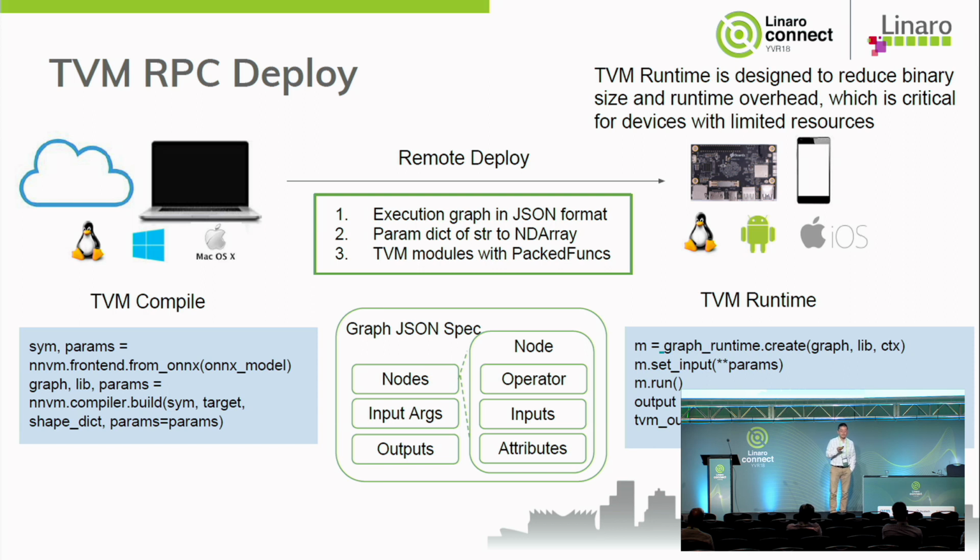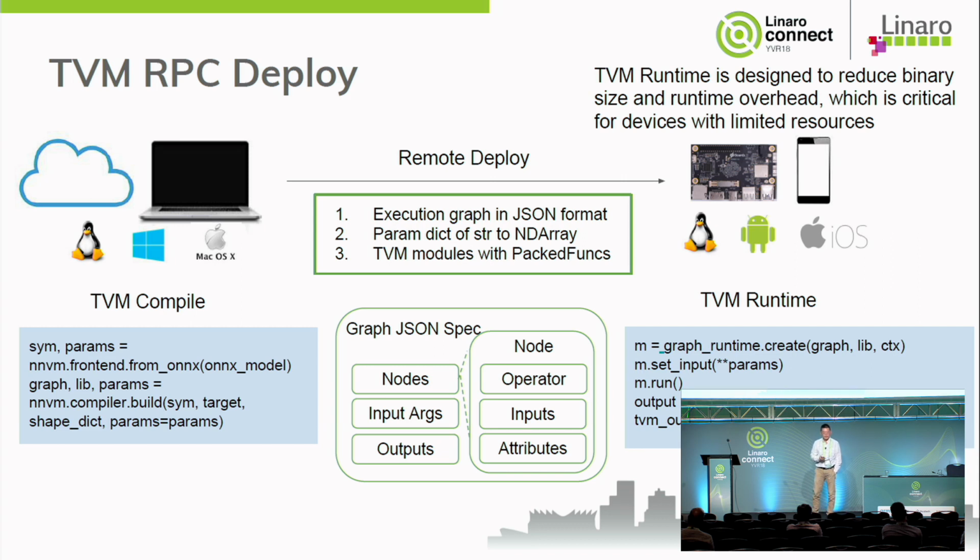So the execution graph is in JSON format, right? Here I have a small diagram for the JSON specification. Nodes, input arguments, and outputs are defined. In the node definition, there should be operator, input, attributes, such kinds of things.